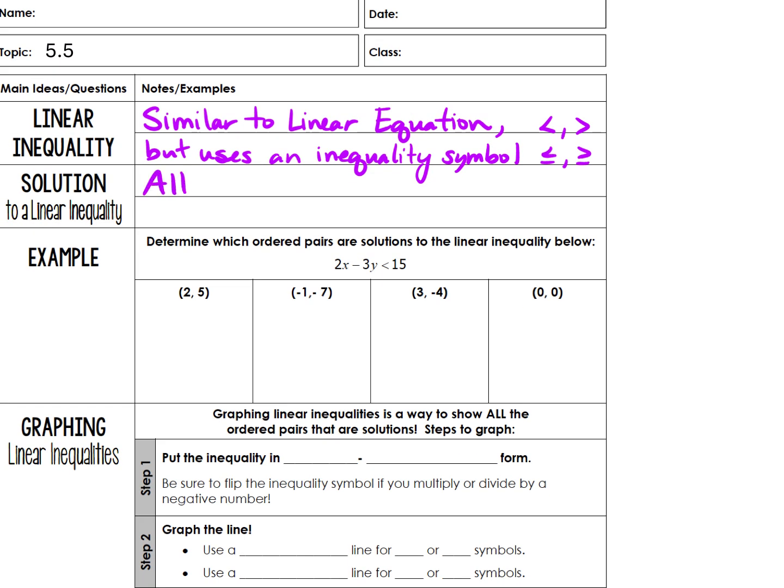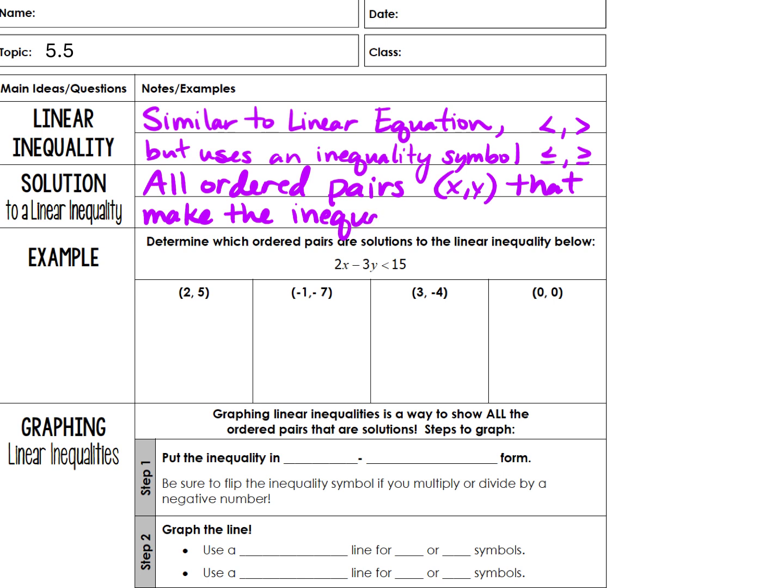It is all ordered pairs. Remember, our solutions were always like an X and a Y. So ordered pairs again, this type of setup. All ordered pairs that make the inequality true. Okay, the solution to a linear inequality is all of the X and Y combos, all of the relations, the ordered pairs that make it a true statement.